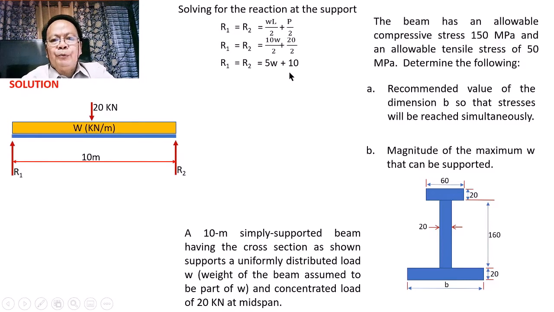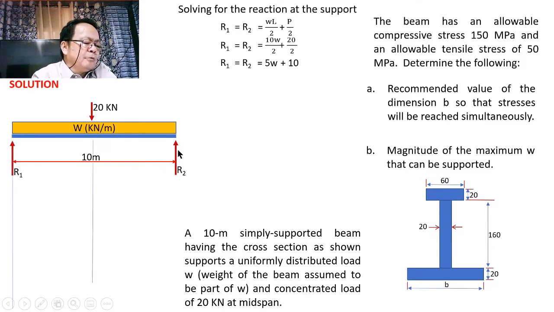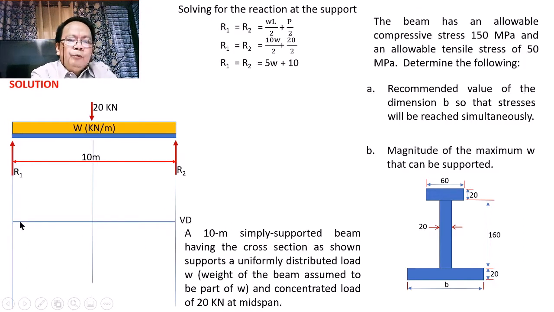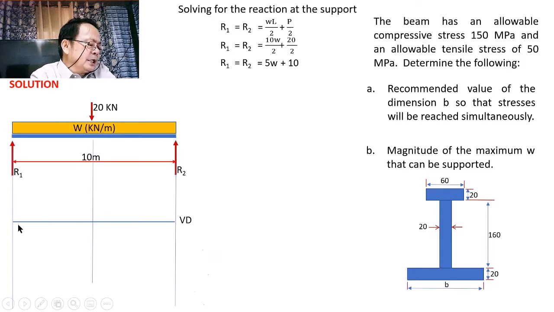Now, after we have computed the reaction, pwede nating i-drawing yung kanyang shear and moment diagrams. Let us try to draw the shear and moment diagram. Here is our shear diagram. We know that we will have our shear beginning at 0. Then, it will increase by an amount equal to R sub 1, which is equal to 5W plus 10. Kaya meron tayo dito 5W plus 10.